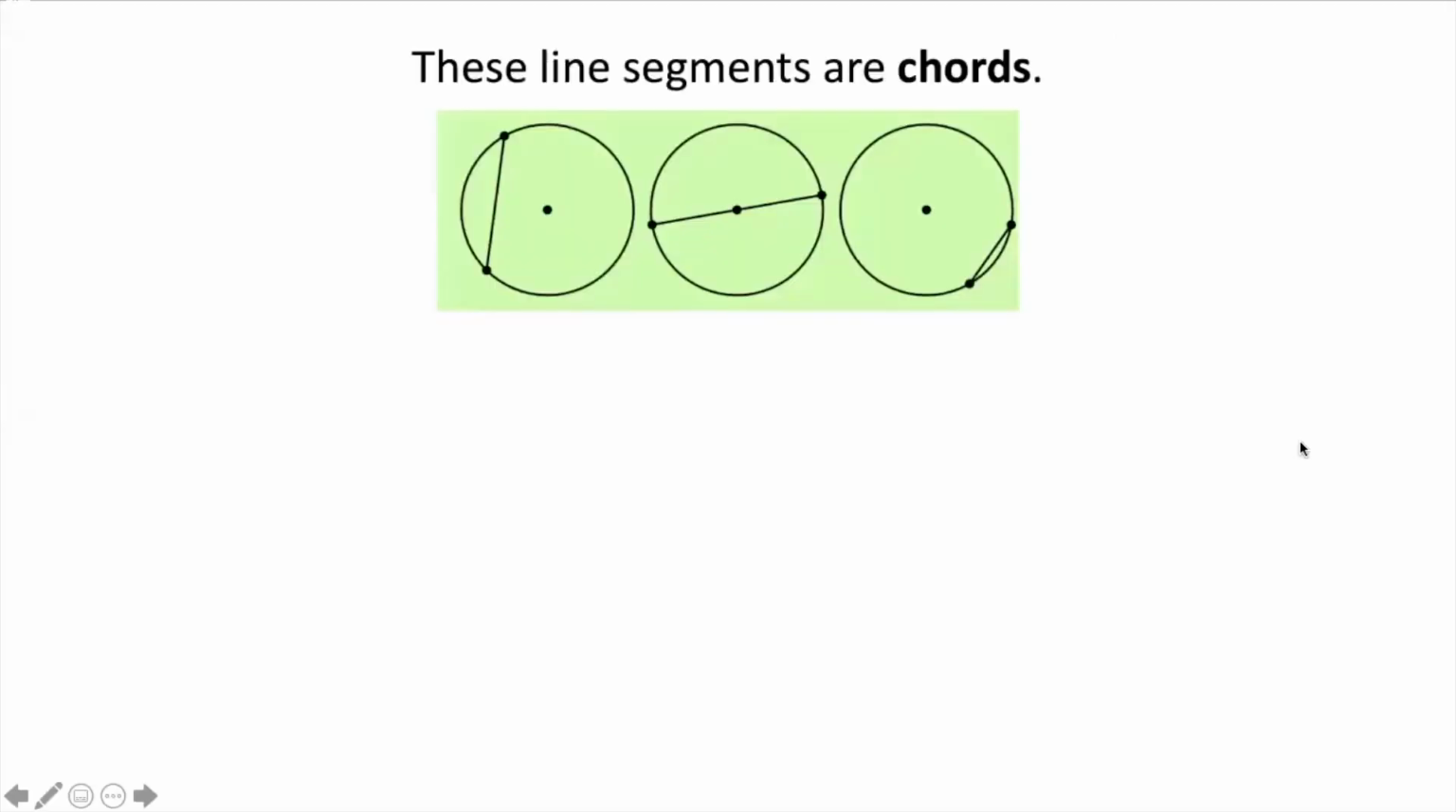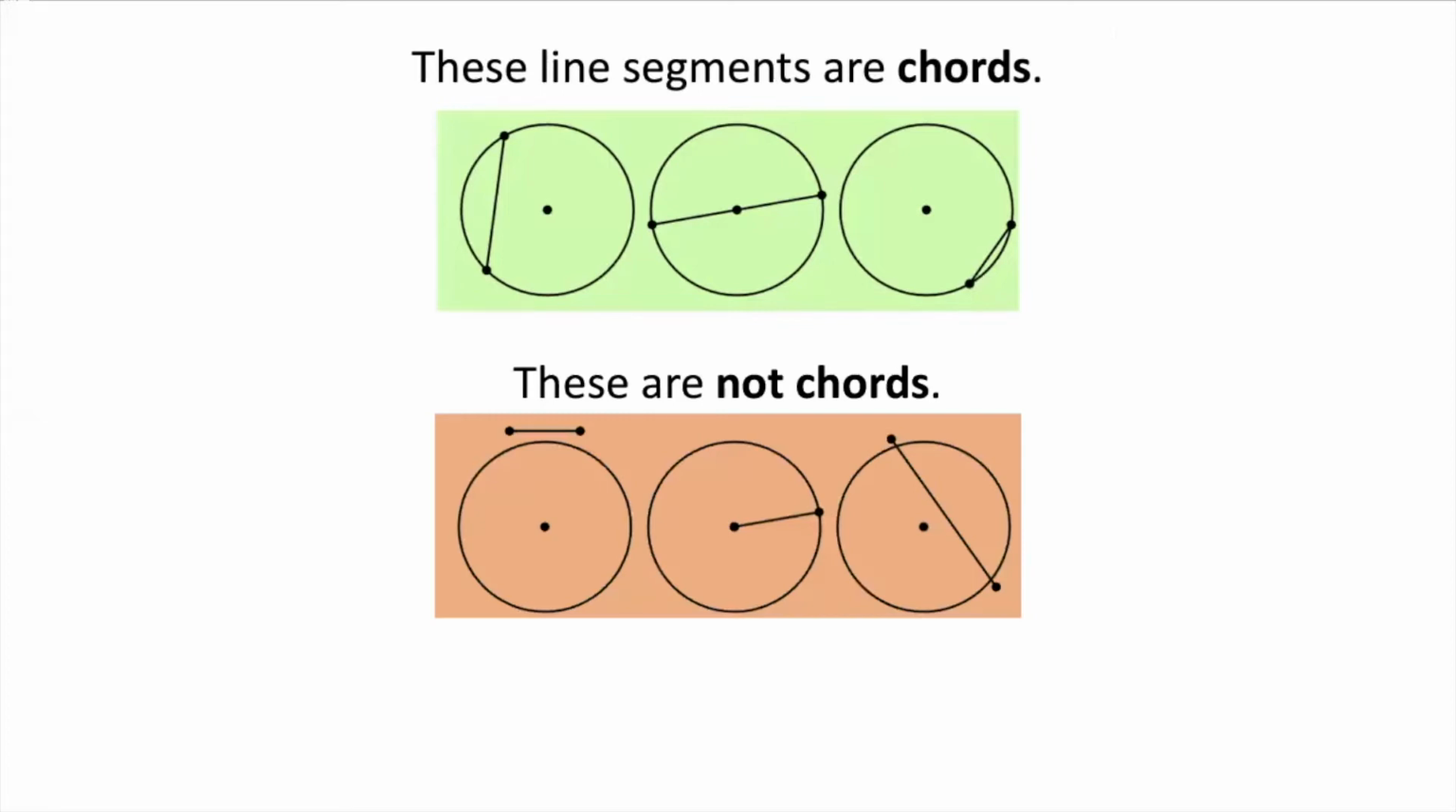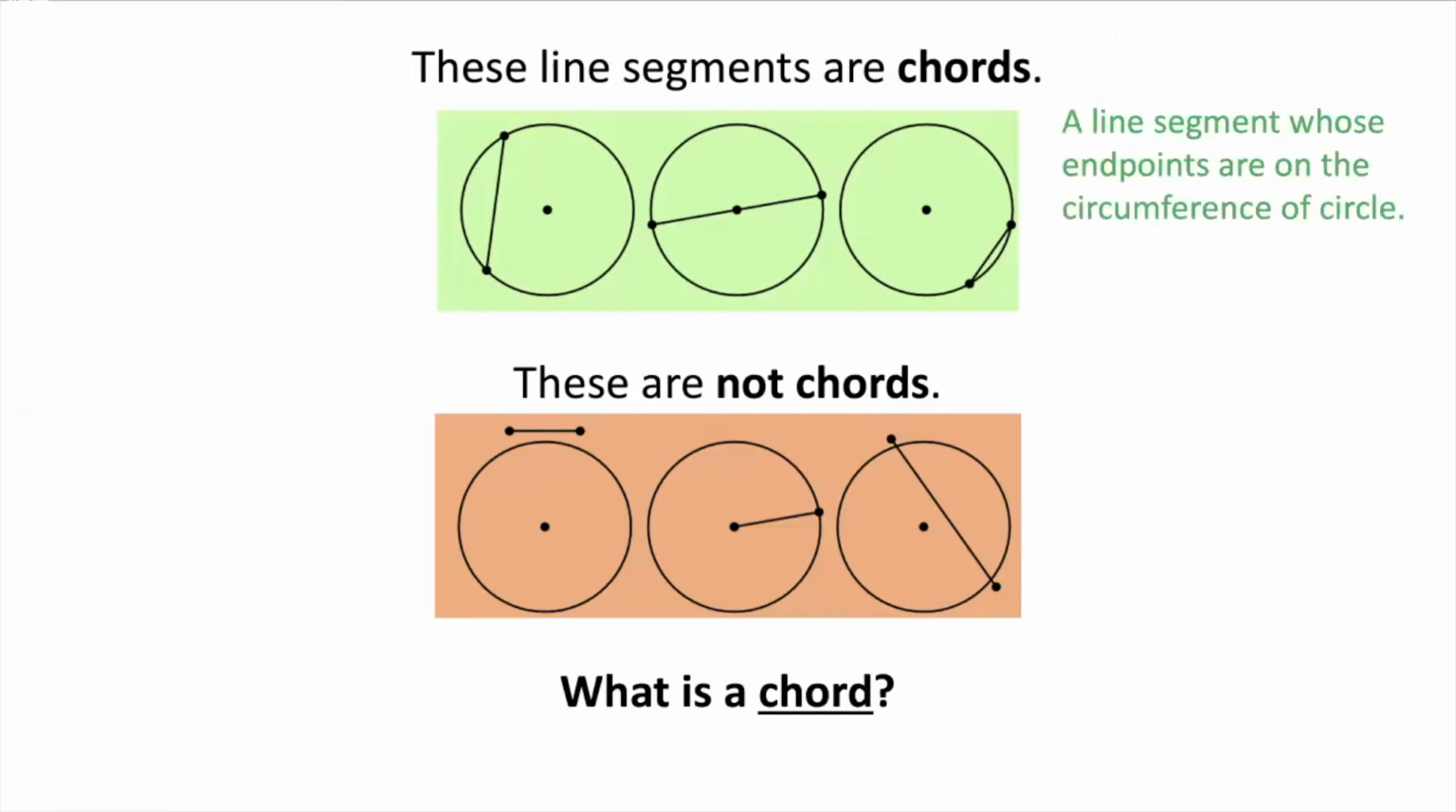We're now going to define another word, and that word is chord. So here are some examples of line segments that are chords. And these are not chords. And so looking at these examples and non-examples, write your own definition of a chord. A formal definition of a chord is a line segment whose endpoints are on the circumference of the circle. So notice in all of these examples of chords, the endpoints of these line segments are on the circumference of the circle.